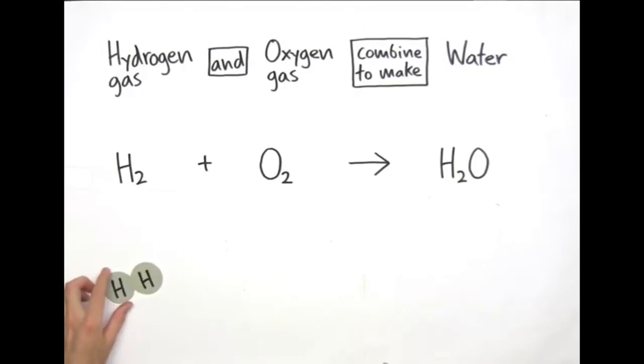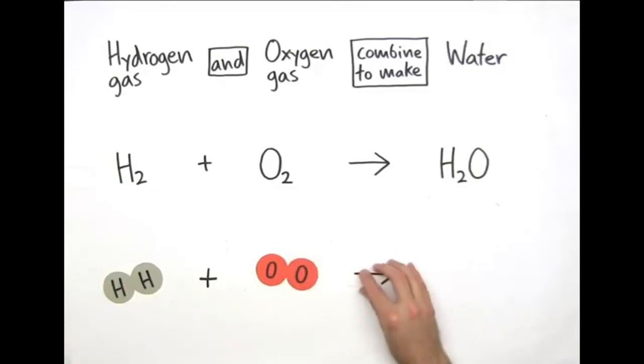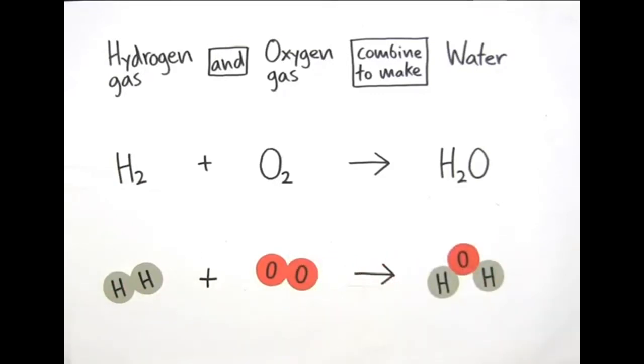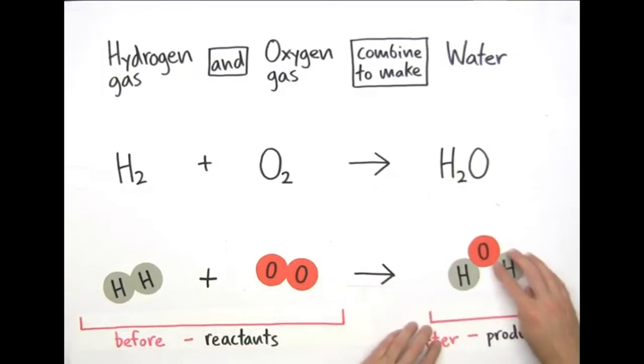Okay, we've got 1 molecule of hydrogen gas, H2. Then we have 1 molecule of oxygen gas, O2. We've got our arrow here, and H2O, water, is over here. Just like we saw previously, this side of the equation is what we start with. It's our before. We've got our reactants, and over here is our after, our products.